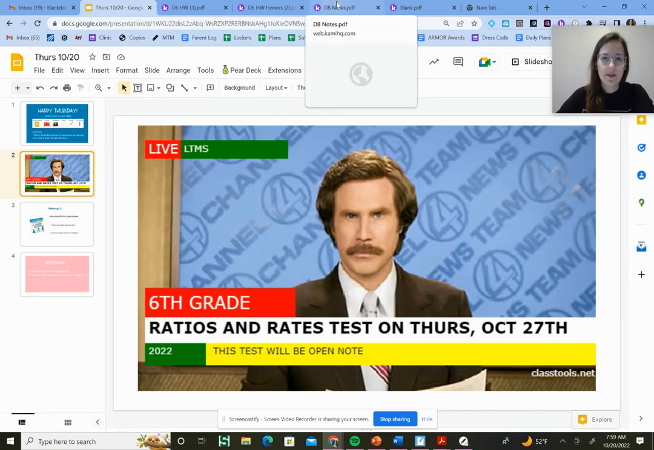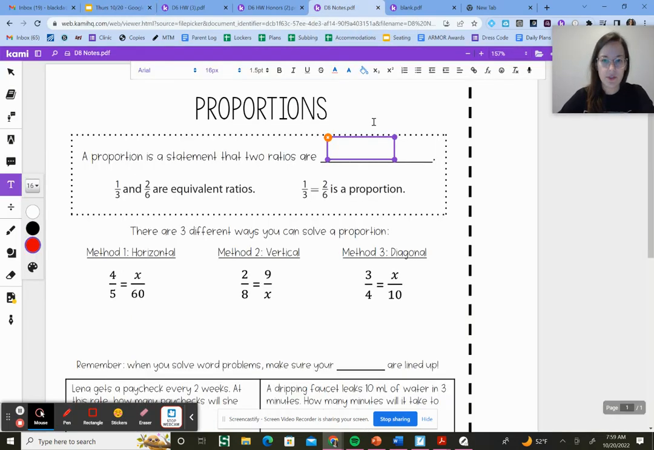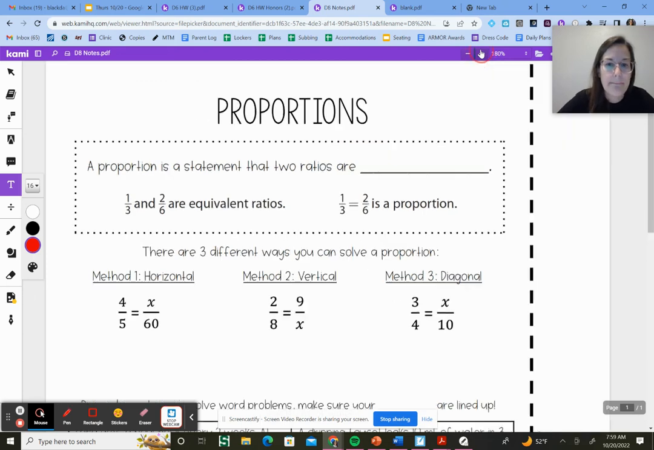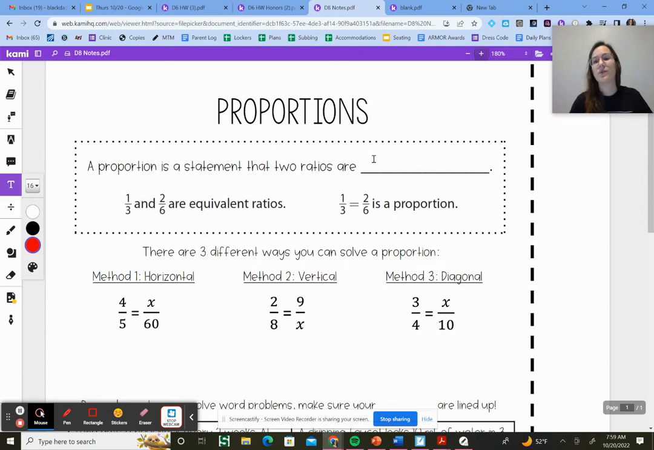All right, let's go to the proportions notes. You can pause this if you need time to get your notebook out. If you flip back 2 notes pages ago, it's called equivalent ratios notes. This is going to be very similar to that. So you guys already kind of have an idea how this works.